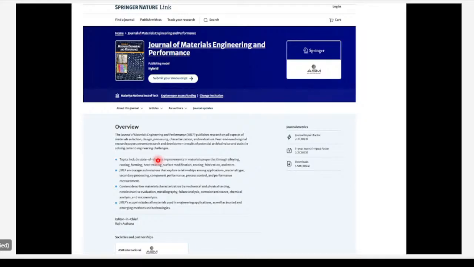So if you're interested to submit something, go online and look up this information there. Last year, we had 1.5 million downloads of papers that were published that year. And our impact factor is slowly going up.